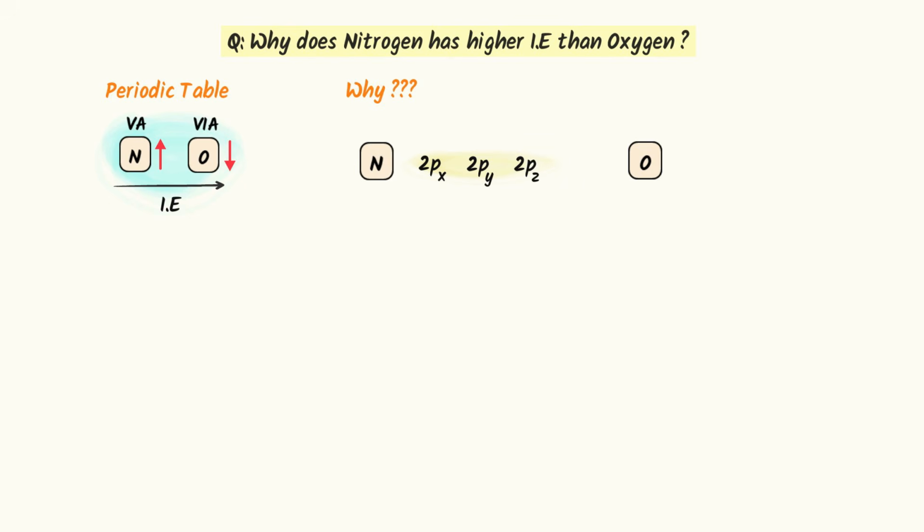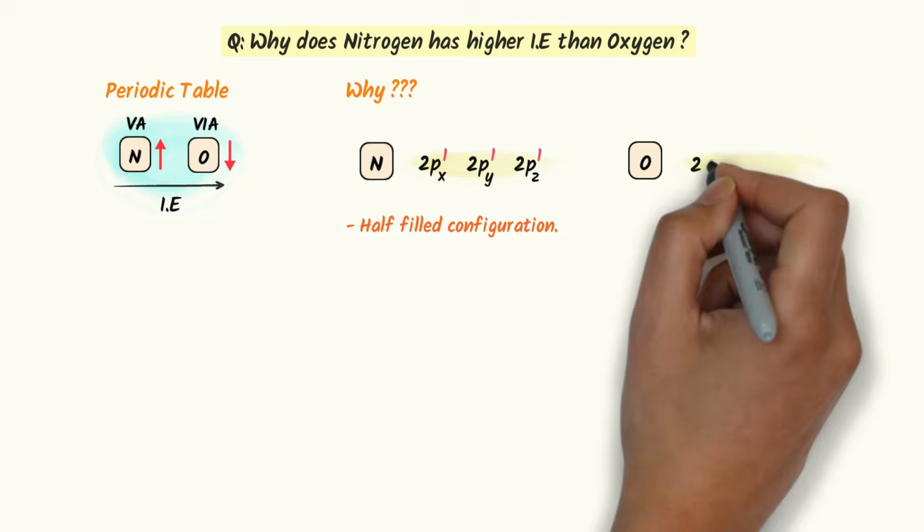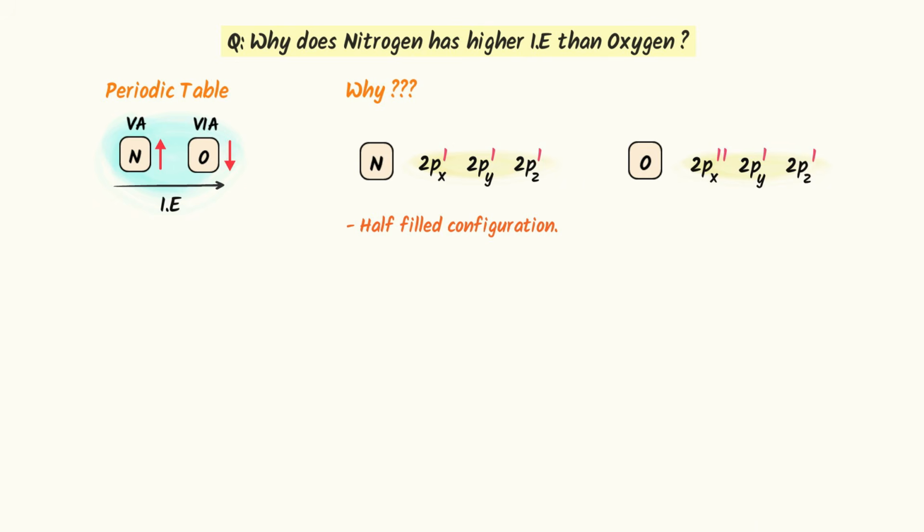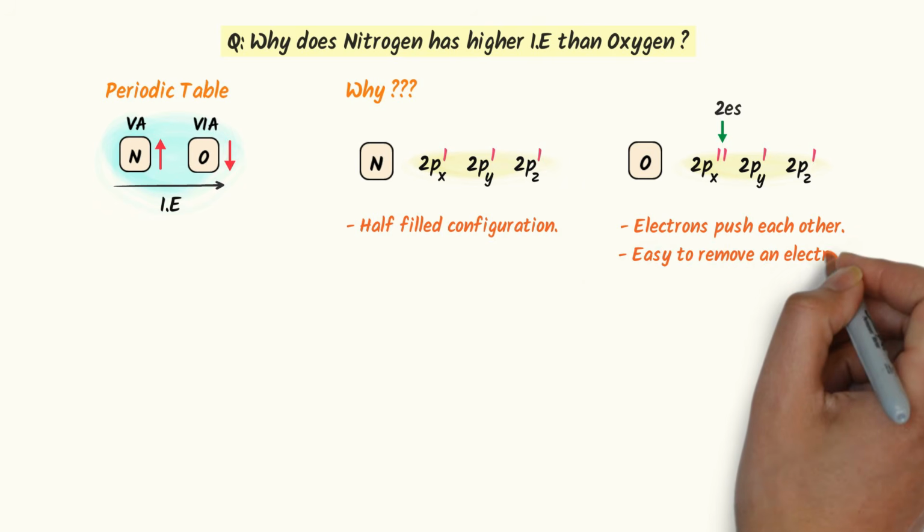For example, each orbital has exactly 1 electron, 1 in the first, 1 in the second, and 1 in the third. This is called the half-filled configuration. Now look at oxygen. Oxygen has 4 electrons in the same 3 p orbitals. 3 orbitals, 4 electrons. Here is the problem. 2 electrons sitting in the same orbital do not like each other. Both have negative charge. Same charge means repulsion. They push each other away. This repulsion makes one of them easy to remove.